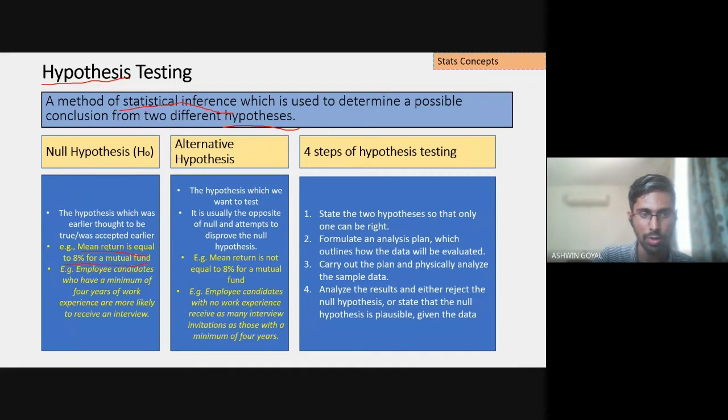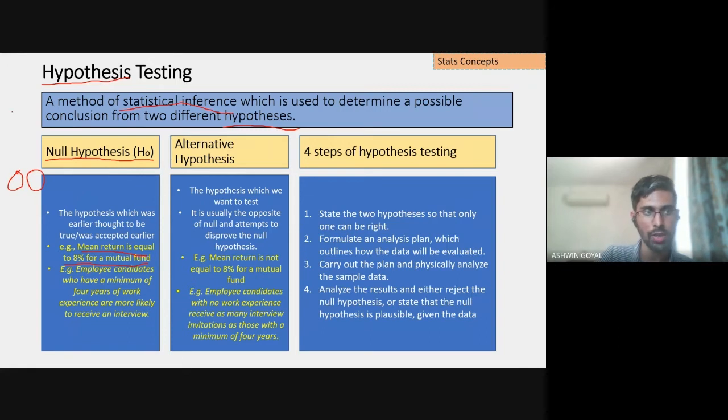For example, let's say mean return is equal to 8% for a mutual fund. I think that the value of mean return for a mutual fund is 8%. That is the null hypothesis, the main hypothesis, right? But an alternative hypothesis would be that the mean return is not equal to 8%. So if you notice, this is mutually exhaustive. Together, this constitutes the complete set, right? So these are two exclusive and exhaustive sets.